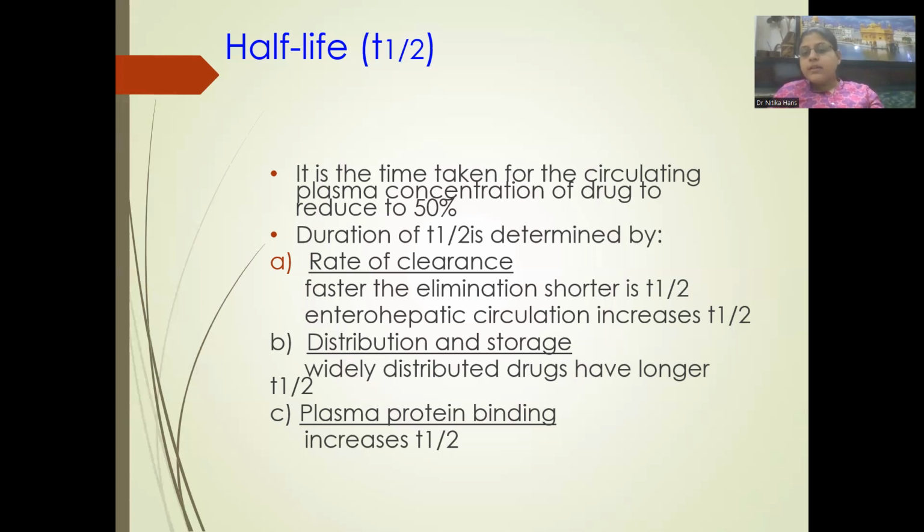Widely distributed drugs have a longer half-life. This means drugs widely distributed to the tissues will have a longer duration of action, so a longer half-life. Plasma protein binding: the more the plasma protein binding, the more the action of the drug in the body. So half-life will be more.